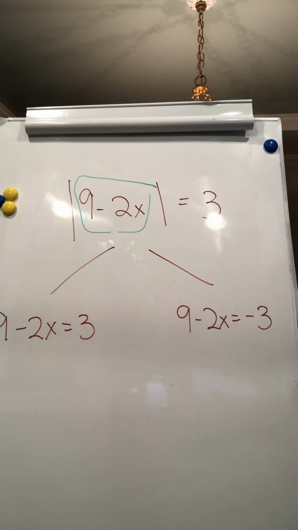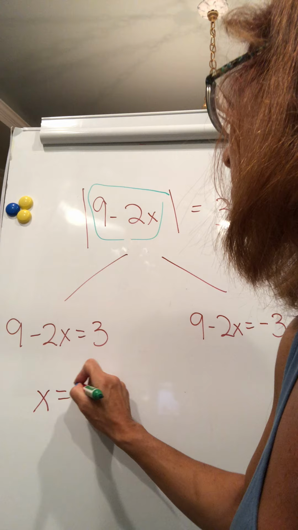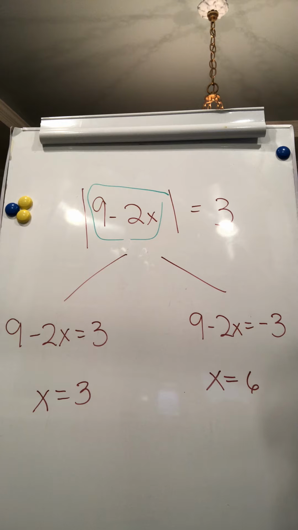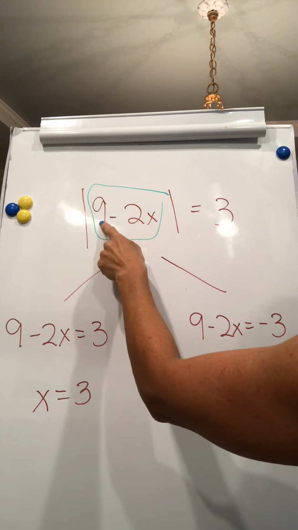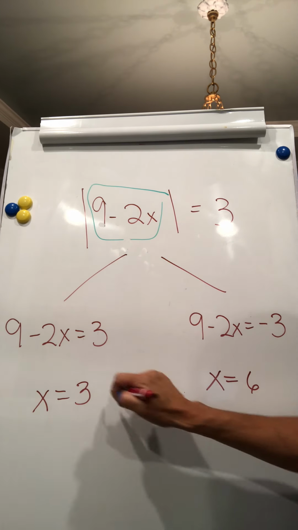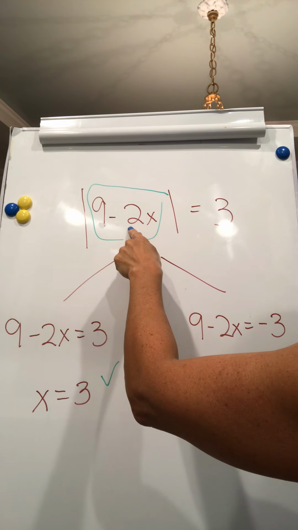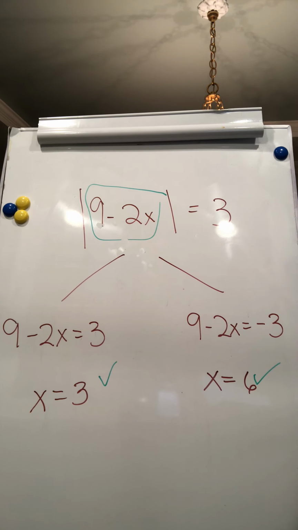Now you have two equations that you're going to solve, and in the end you're going to check both your answers. So if I were to solve this, I would get x equals 3, and if I were to solve this, I get x equals 6. If I check my answer, if I plug 3 in here, 9 minus 2 times 3, 9 minus 6 is 3. Yes, that works. If I plug 6 in here, I get 9 minus 2 times 6, or 9 minus 12 is negative 3, but the absolute value of negative 3 is 3, so this answer works. All right, we always want to check our answers in absolute value problems.